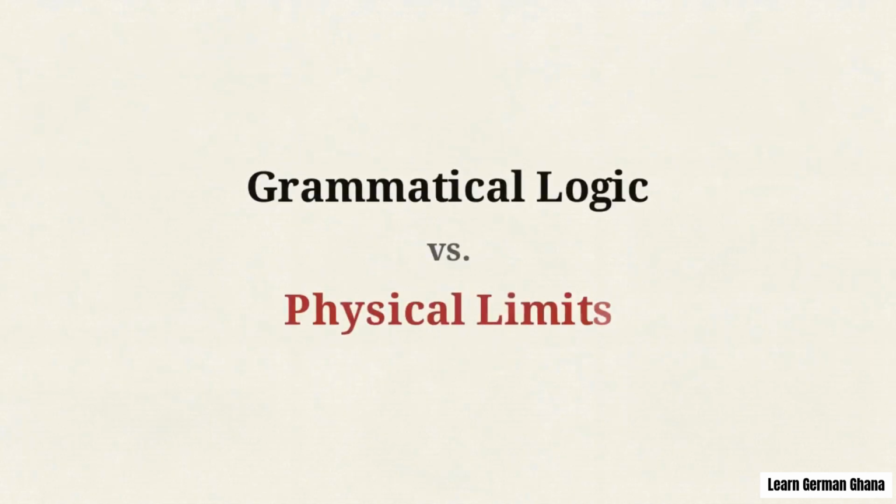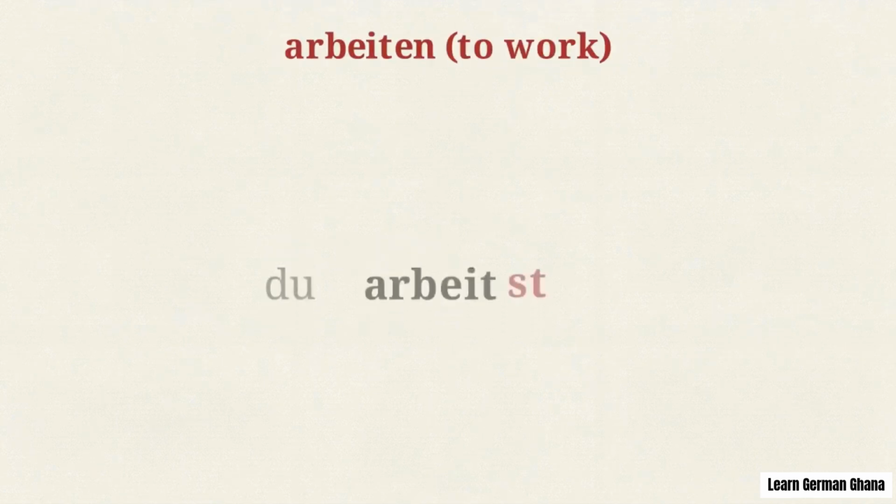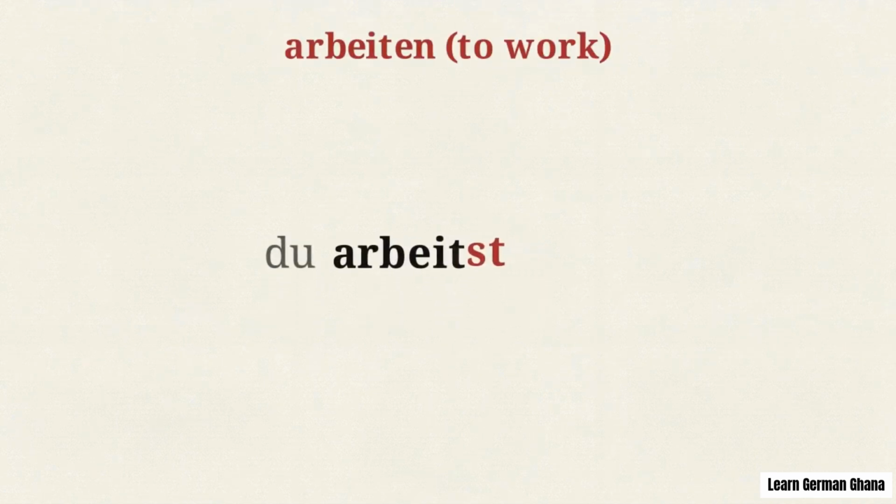Sometimes strict grammatical logic hits the physical limits of human speech. With a verb like heißen, meaning to be called, adding the standard st for du creates too many s sounds in a row. To fix this, the language drops the extra s entirely, giving us the streamlined du heißt. The opposite happens with verbs whose stems end in t, like arbeiten, meaning to work. Adding an st right next to another t creates an unpronounceable cluster. German inserts a buffer. An extra e bridges the gap, creating the smooth, pronounceable du arbeitest.